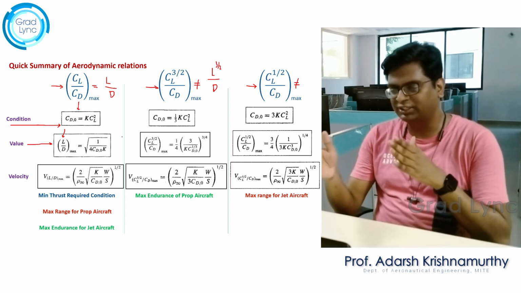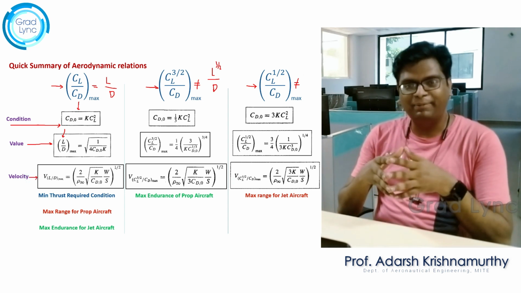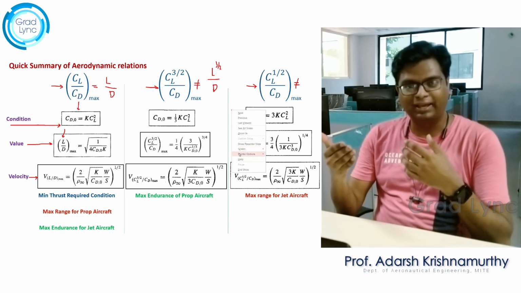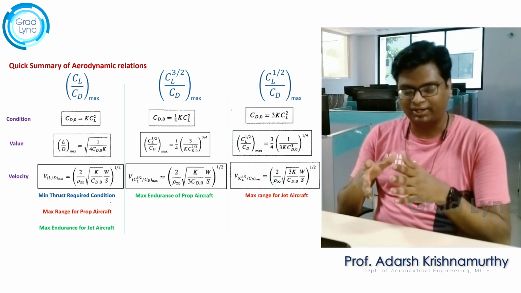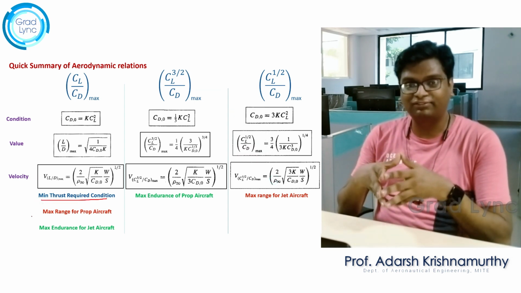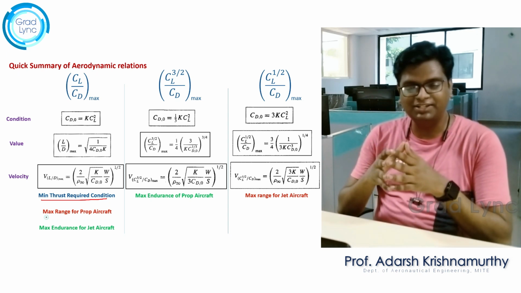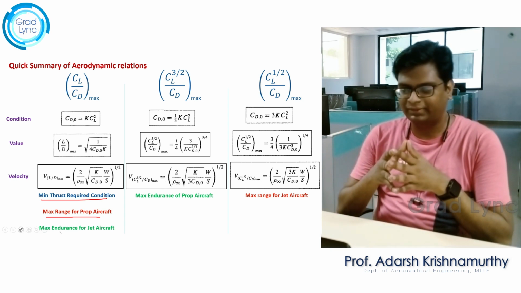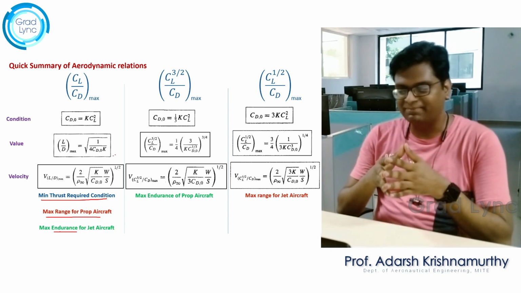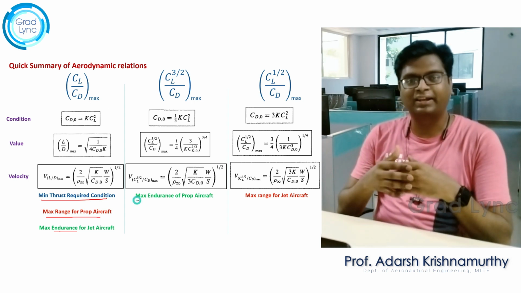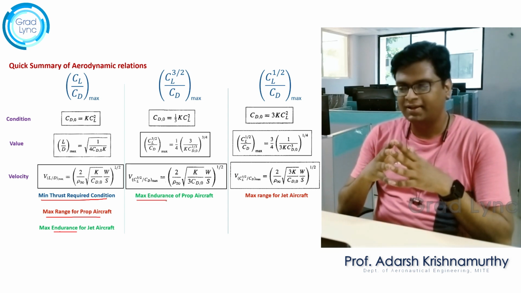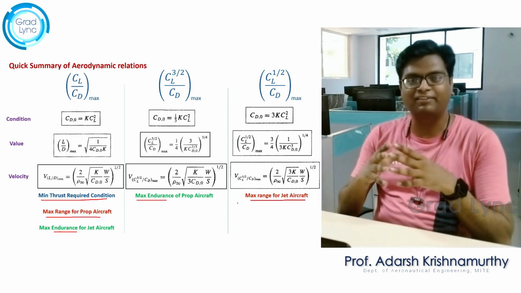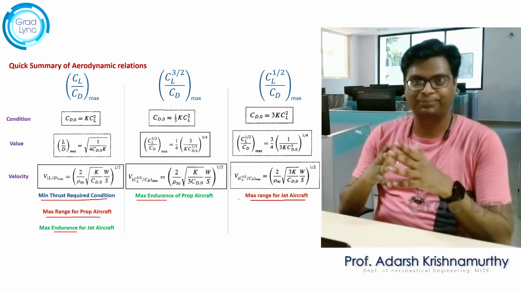And the third parameter is the velocity, so we got velocities for all the 3 cases. Repeating what we started with in the beginning of this lecture, CL by CD max represents the minimum thrust required condition. Also, it represents the maximum range for a propeller aircraft, and for a jet aircraft it represents maximum endurance. CL power 3 by 2 by CD max represents maximum endurance for a propeller aircraft. Similarly, the CL power 1 by 2 by CD max condition represents the maximum range for a jet aircraft.